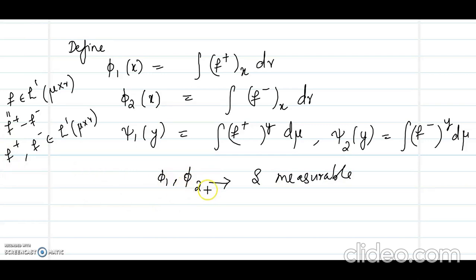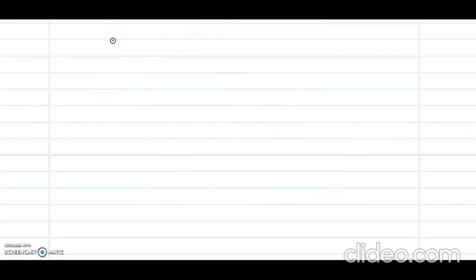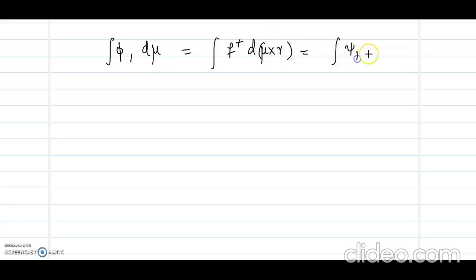Similarly, since f minus is integrable, phi 2 will be s measurable. Similarly, psi 1 and psi 2 will be j measurable. So these will be respectively s measurable and j measurable, and integral phi 1 d mu will be equal to, now phi 1 comes from f plus, so integral f plus d mu cross r will be equal to integral psi 1 dr. Call this equation 1.